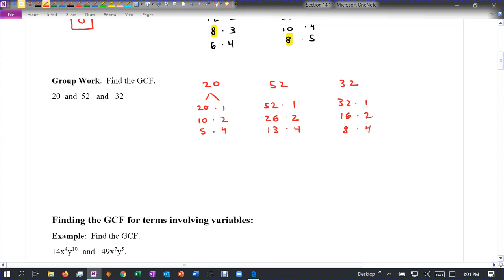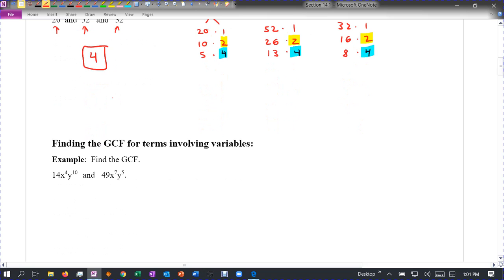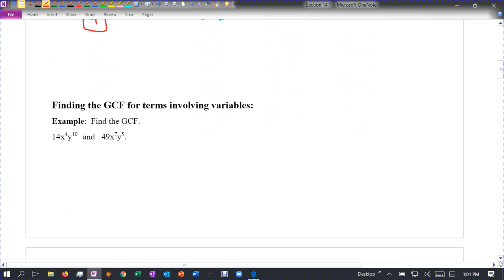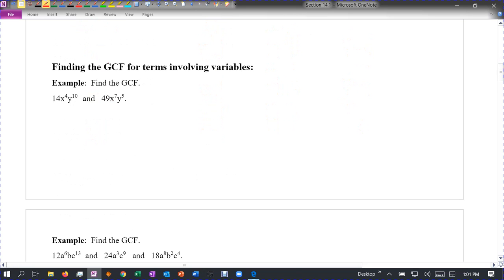So what's the biggest number that appears in all of these lists? Of course 1 and 2 appear in all of the lists. How about 4? 4's in all the lists too. Anything bigger than that? 5, no, 6, no, 7, 8, 9. That's it, 4. 4 is the biggest number that we can divide into those three numbers evenly. Okay, so that's how we find the greatest common factor of numbers, but how do we find the greatest common factor for terms?